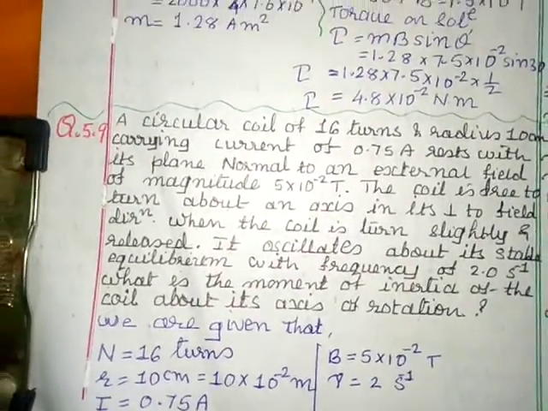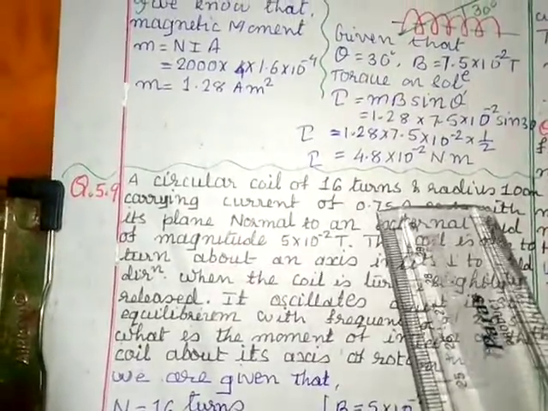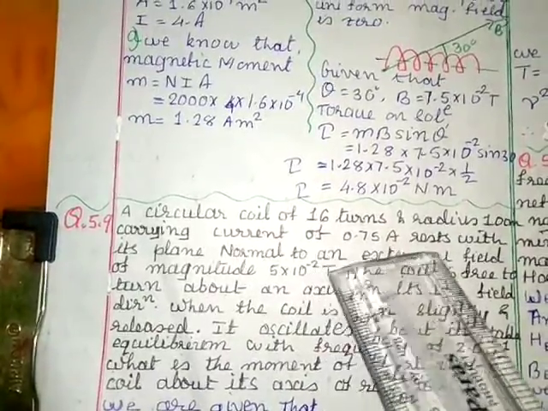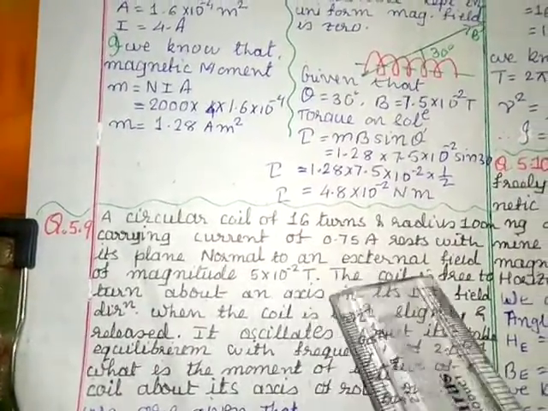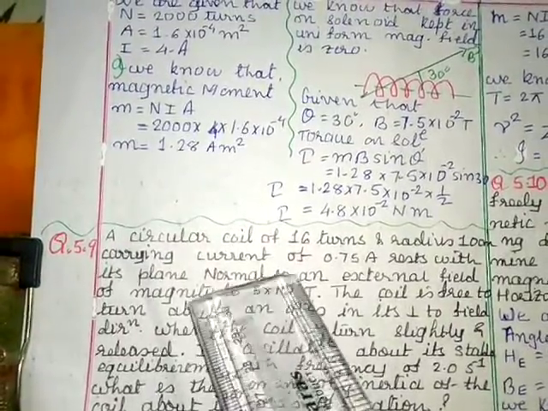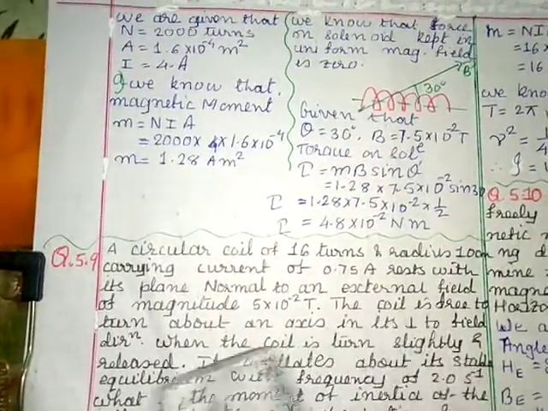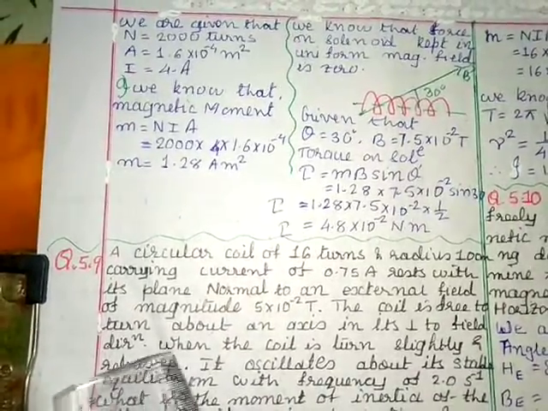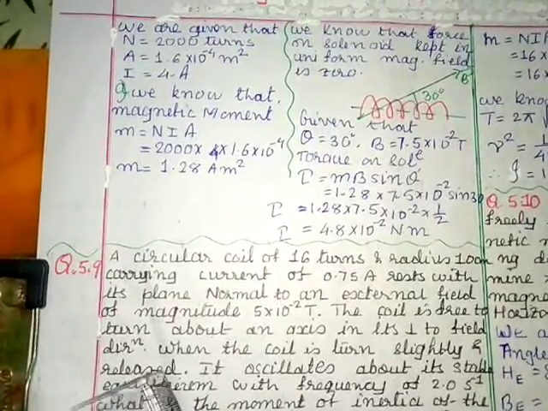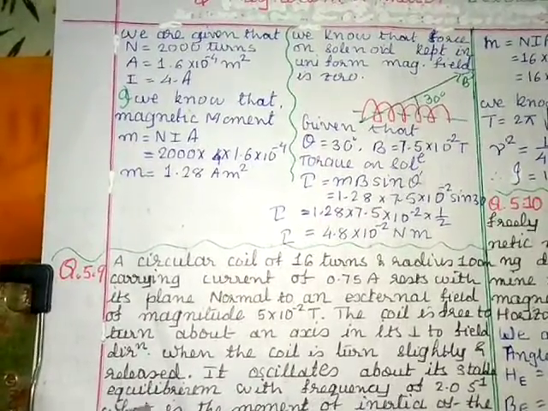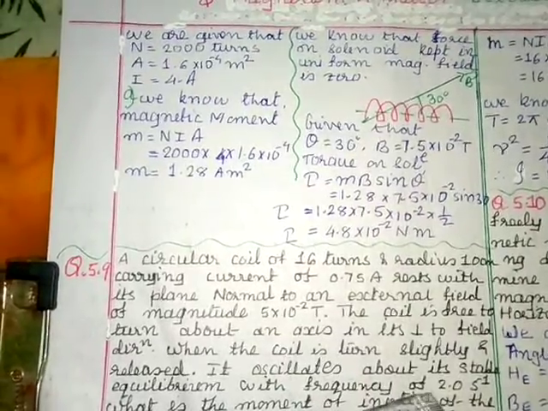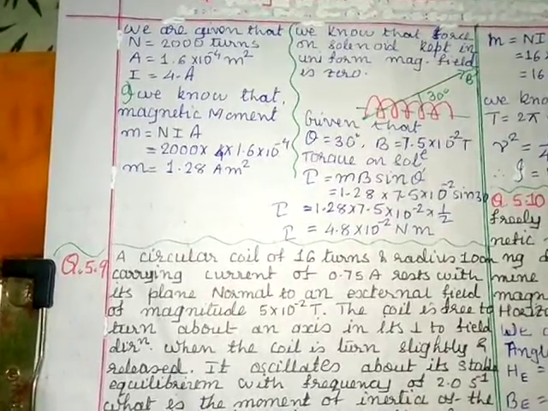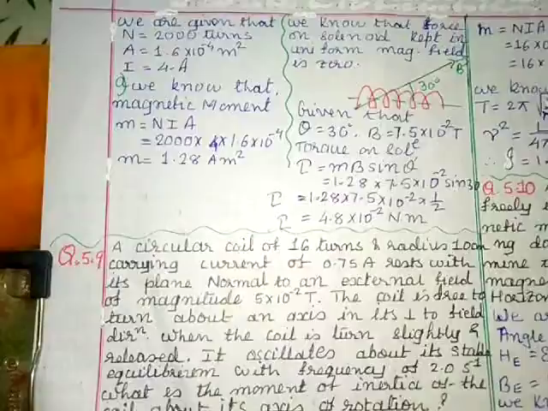Question number 5.9. A circular coil of 16 turns and radius 10 cm carrying current of 0.75 ampere rests with its plane normal to an external field of magnitude 5 into 10 to the power minus 2 Tesla. The coil is free to turn about an axis in its plane perpendicular to field direction. When the coil is turned slightly and released, it oscillates about its stable equilibrium with frequency of 2 second minus 1. What is the moment of inertia of the coil about its axis of rotation?